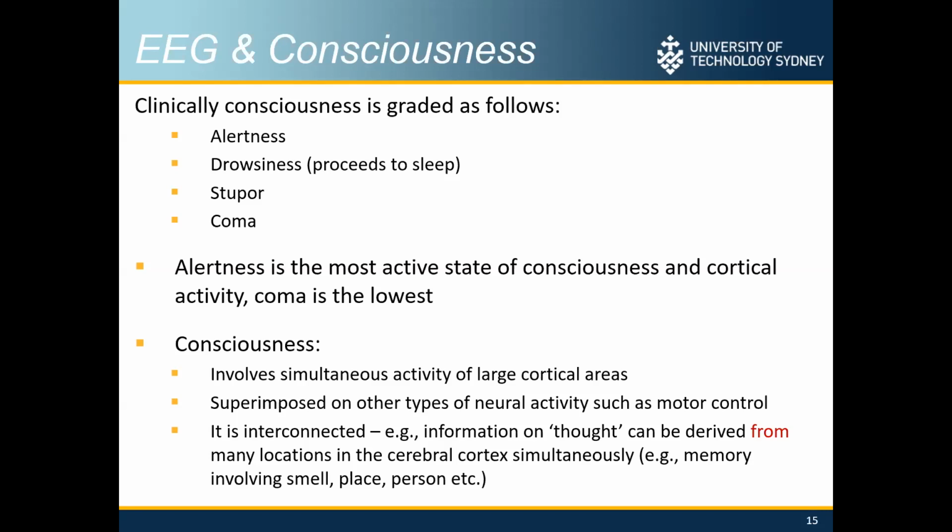It is important to note that alertness is the most active state of consciousness. So when we're talking about having a lot of beta activity, this is mainly seen in this state of mind. And as you go down, the EEG activity slows down.